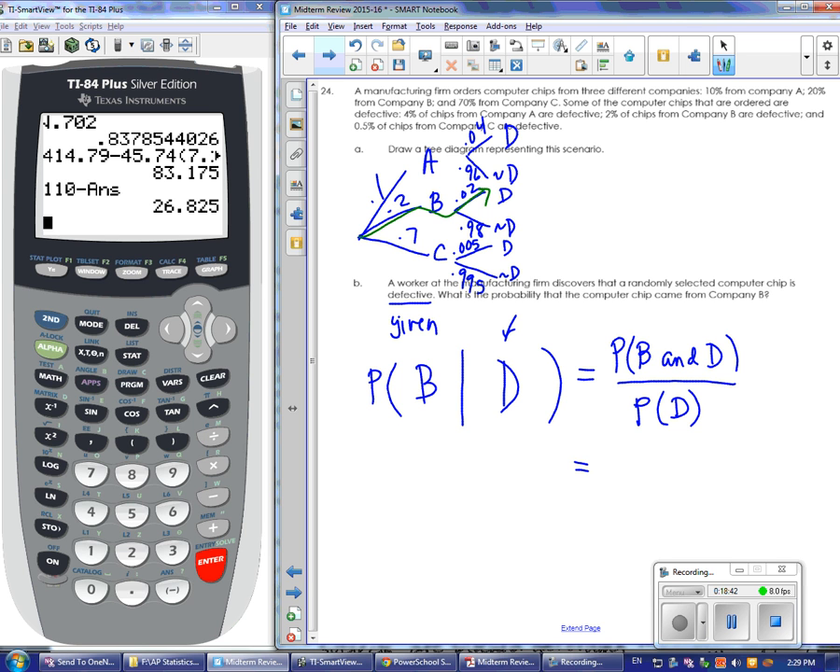And so remember, we multiply along the branches. 0.2 times 0.02. The probability that it's defective, though, there's several different ways that can happen. It can happen here, it can happen here, it can happen here. So I've got to consider all those paths. So if I take the first path, that's going to be 0.1 times 0.04. Or it can be the second path, which means I need to add it to 0.2 times 0.02. Or it could take the third path, so I need to add that to the 0.7 times 0.005.